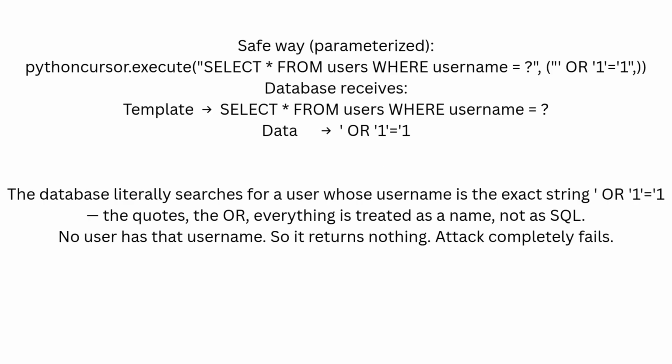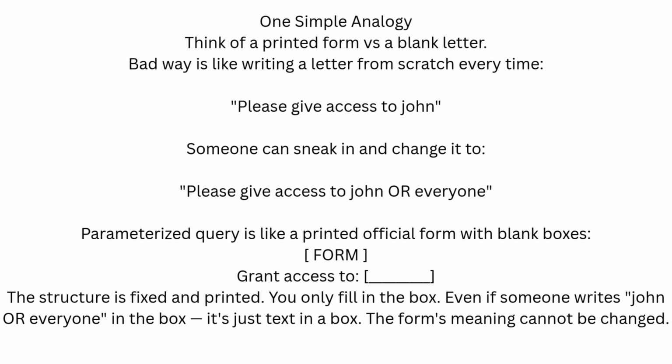Safe way, parameterized: Python cursor.execute("SELECT * FROM users WHERE username = ?", ("' or 1=1",)). The database receives the template, SELECT * FROM users WHERE username = data, and the data ' or 1=1. The database literally searches for a user whose username is the exact string ' or 1=1. The quotes, the OR, everything is treated as a name, not as SQL. No user has that username, so it returns nothing. The attack completely fails.